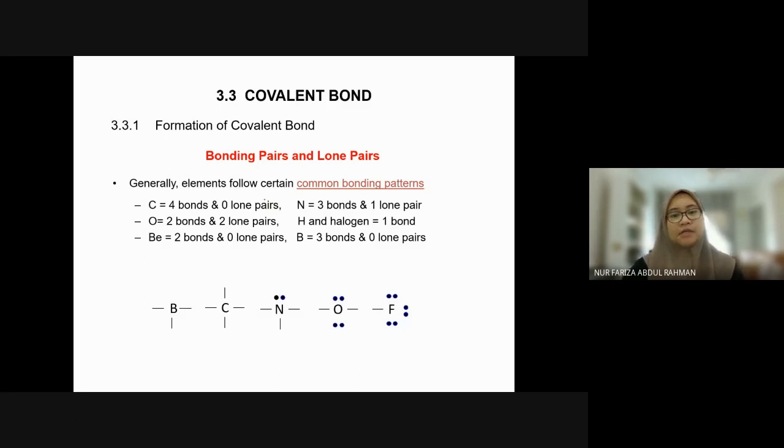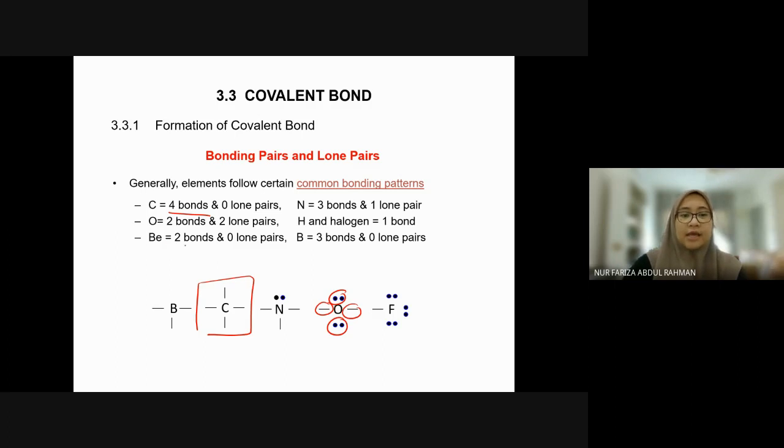So on bonding pairs and lone pairs, generally elements follow certain common bonding patterns. Normally carbon has 4 bonds. Have you noticed that when we draw a hydrocarbon, carbon normally has 4 bonds with no lone pairs? This is how carbon looks. Carbon normally has no lone pair. Oxygen normally has 2 bonds and 2 lone pairs.